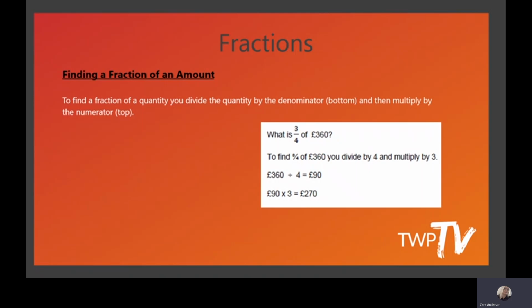So if you've got 3/4 of 360, to find the 3/4 of that 360, you need to divide by 4, because that's the bottom number, as you've just learnt, and then multiply it by 3. So you start with your 360, you divide it by 4, which gives you 90. You've then got your £90, you times it by 3, gives you 270. So 3/4 of 360 is 270.